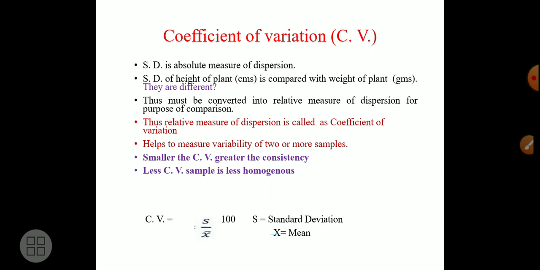It helps to measure the variability of two or more samples. The smaller the coefficient of variation, the greater the consistency. The larger the coefficient of variation, the less homogeneous the sample is. So CV is equal to standard deviation divided by x bar, into 100. The formula again you have to keep in mind: coefficient of variation is equal to standard deviation divided by x bar into 100.